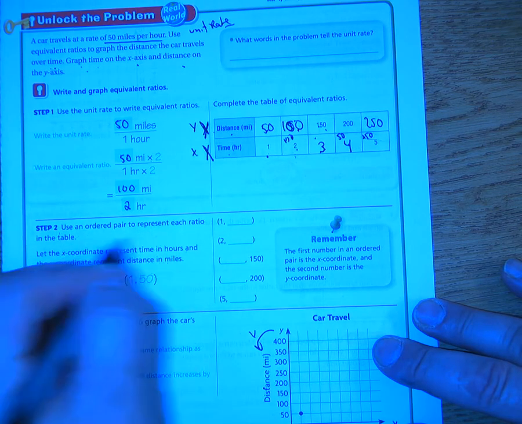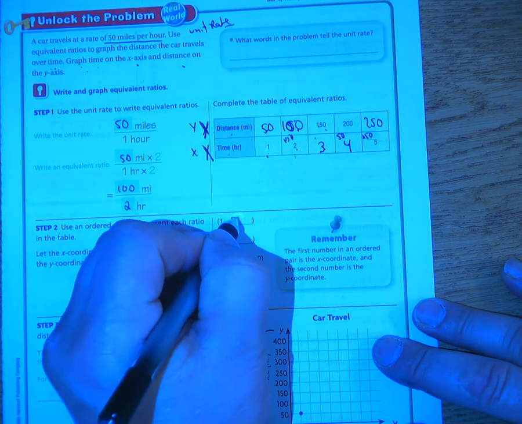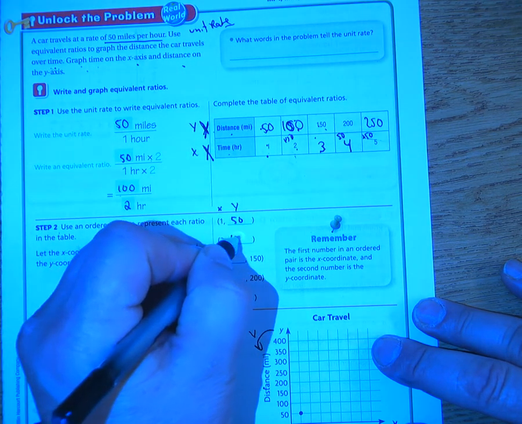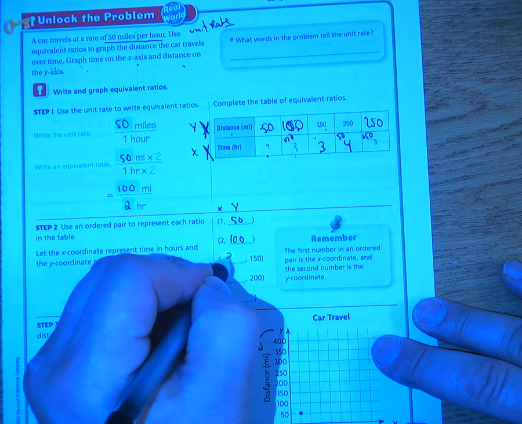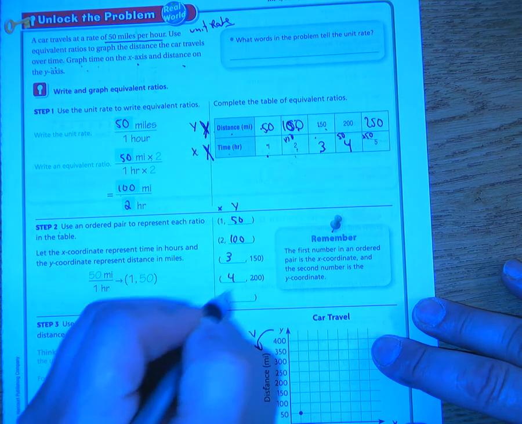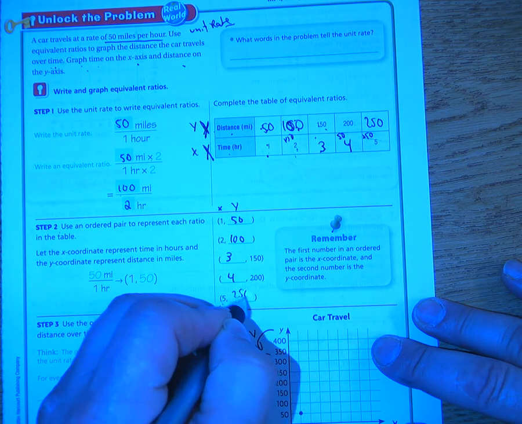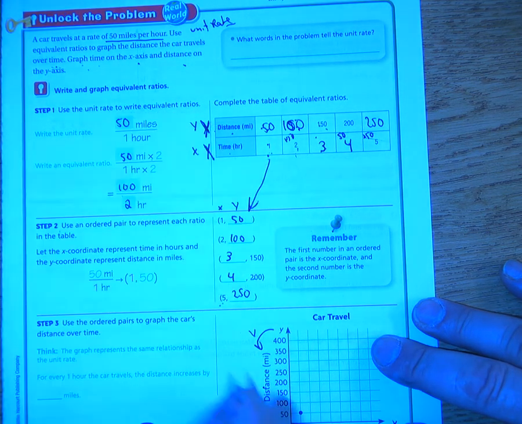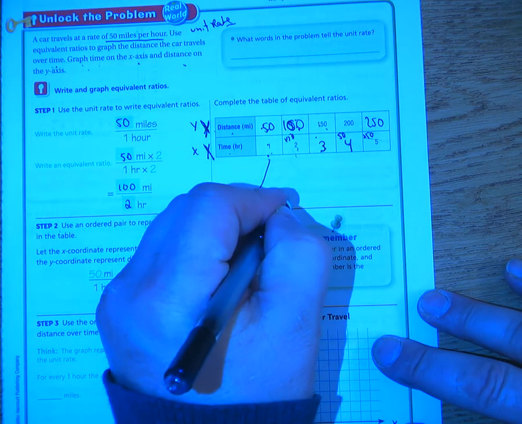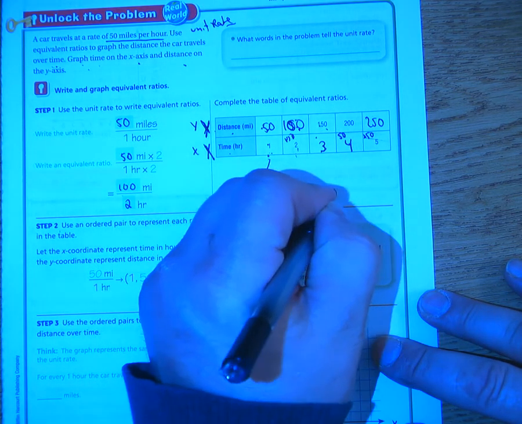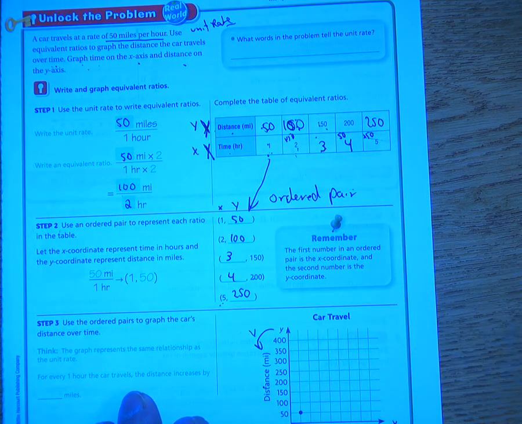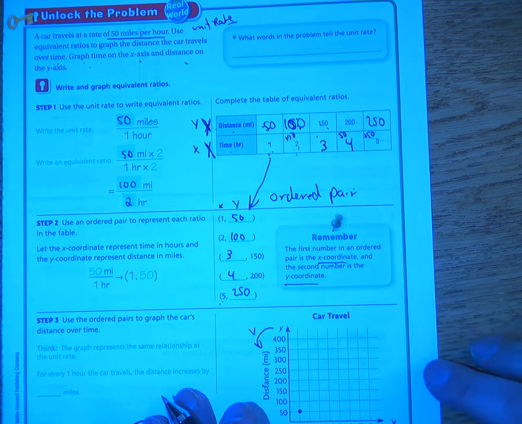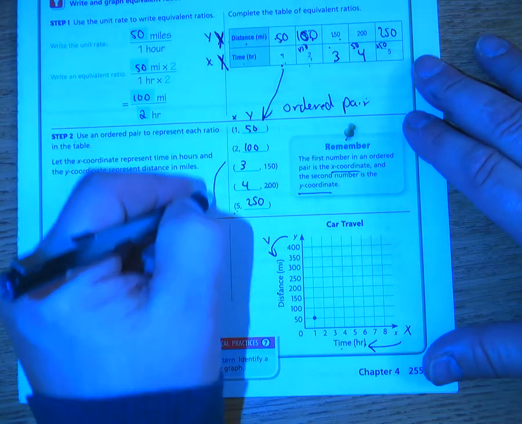So use the ordered pair to represent each ratio. So it was 1 and 50. See how now it's your X and your Y. 2 and 100. 3 and 150. 4 and 200. 5 and 250. So these become ordered pairs also for graphing. Okay? The first number in an ordered pair is the X, and the second number is a Y. You should know that pretty well. Now we're going to use these to graph it.